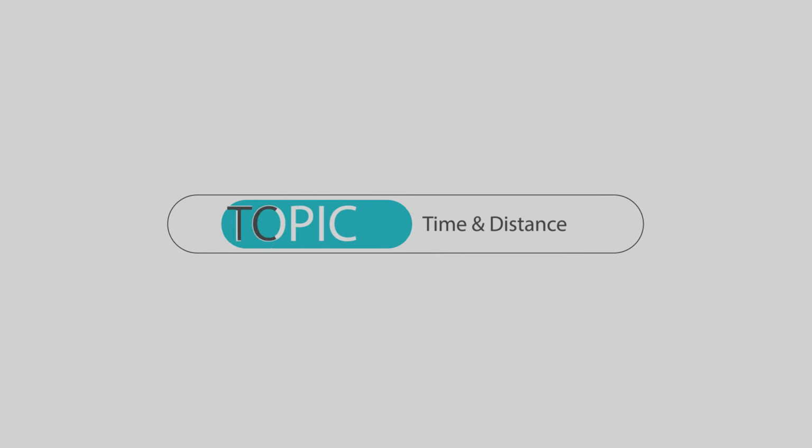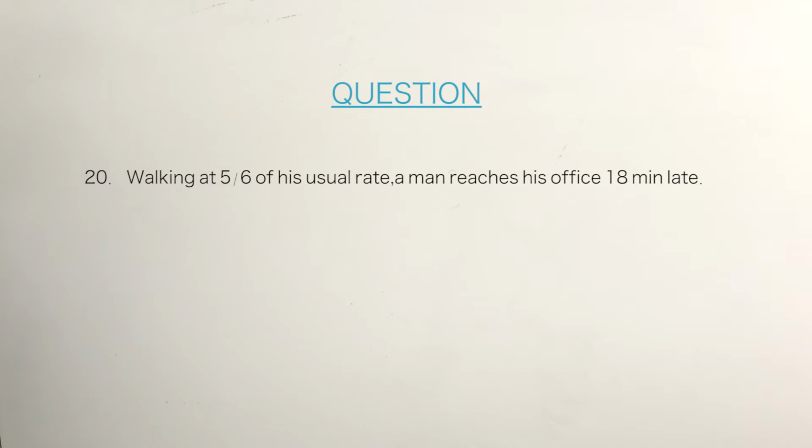In this capsule, we try to cover a question from time and distance. I'll read out the question. Walking at 5/6 of his usual rate, a man reaches his office 18 minutes late. Then find his usual time taken to reach the office.